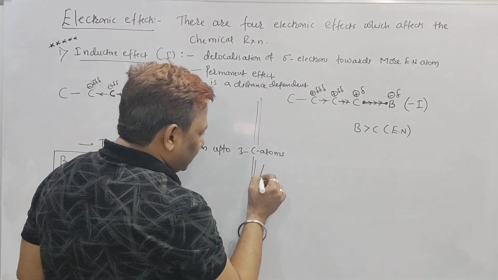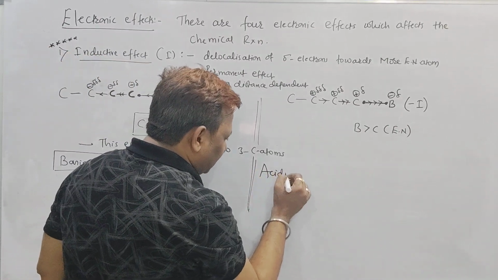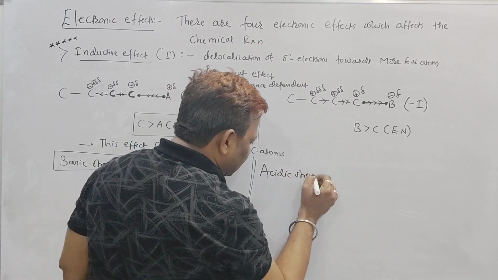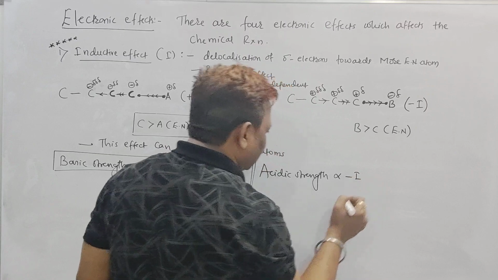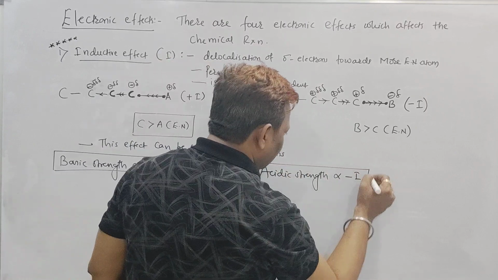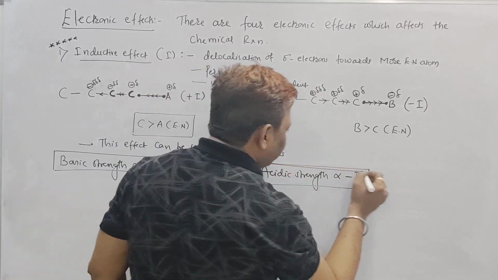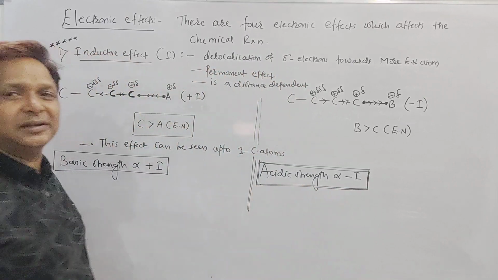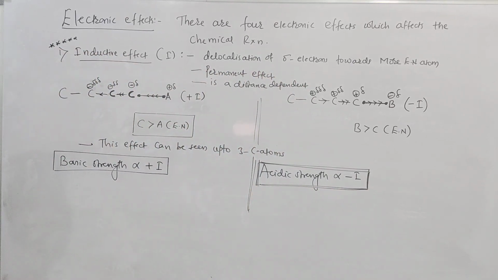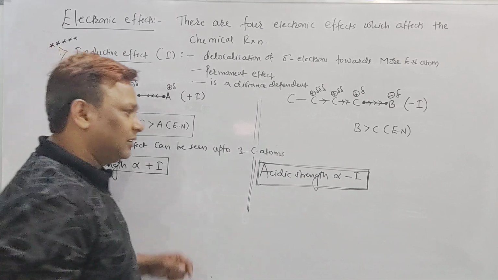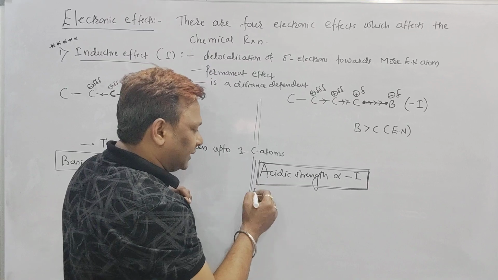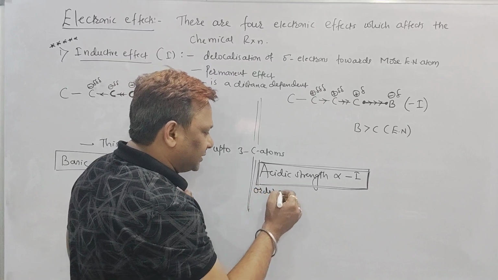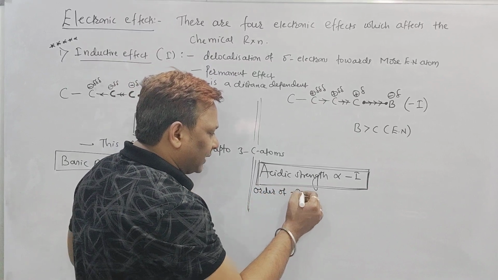In this case, the acidic strength of any compound depends on the negative inductive effect. The more the minus I, the more the acidic strength. So we should know what the positive inductive effects and the negative inductive effects are. I will write the order of negative inductive effects here. Order of minus I.